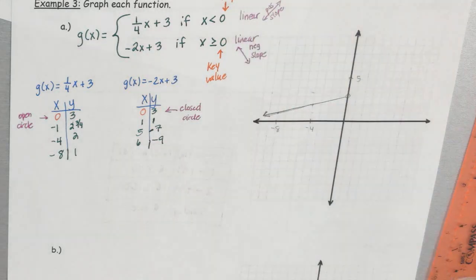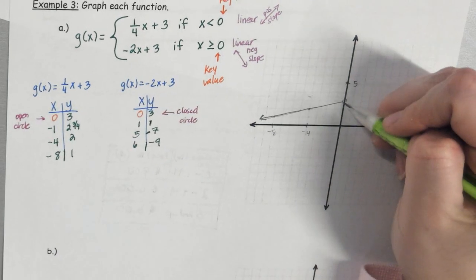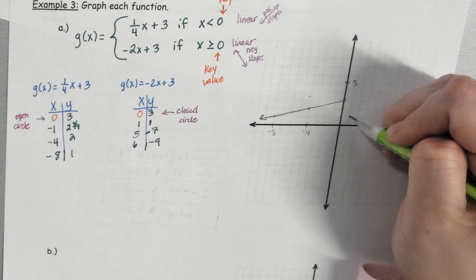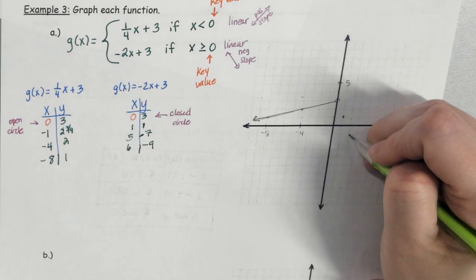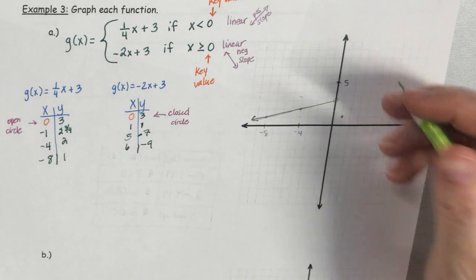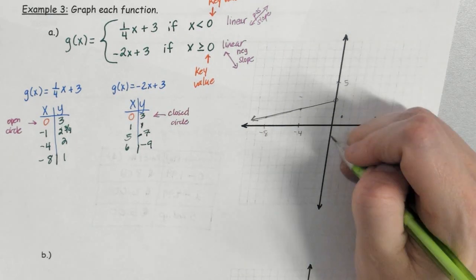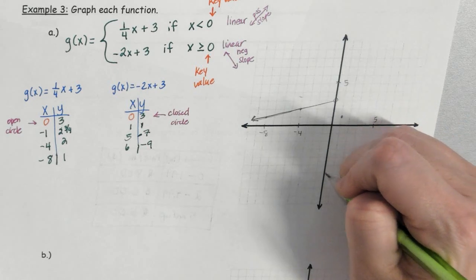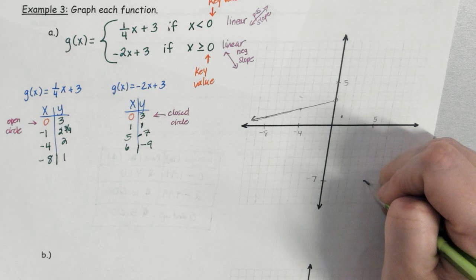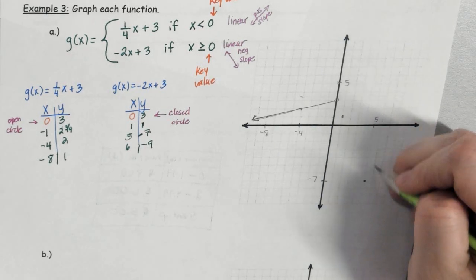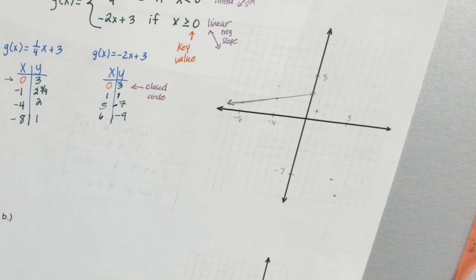So if you want, after 0, 3, this is -2, right? So could you go down 2 over 1? Yeah, you could do that. You could keep going down 2 over 1. Or you could just say 1, 2, 3, 4, 5, 1, 2, 3, 4, 5, 6, 7. And you could graph that point. And then at 6, I'm at -9. Okay, and then you can use your straight edge there.